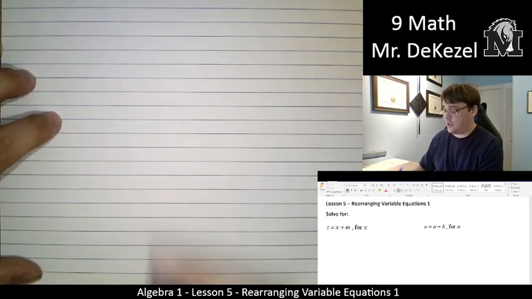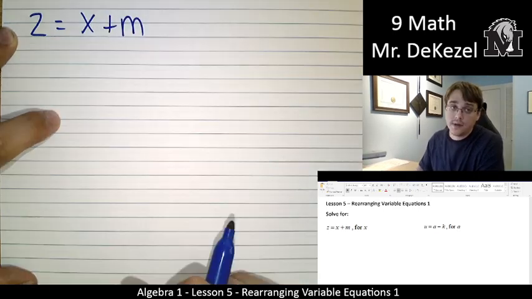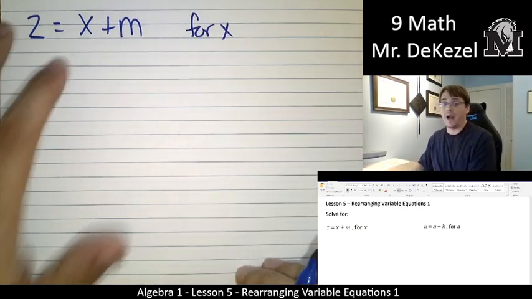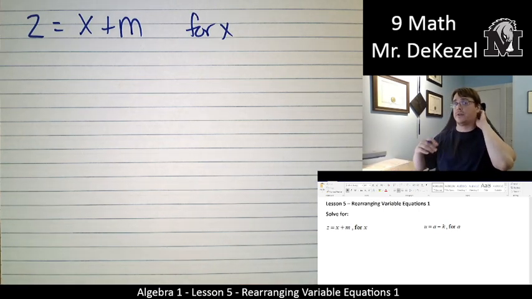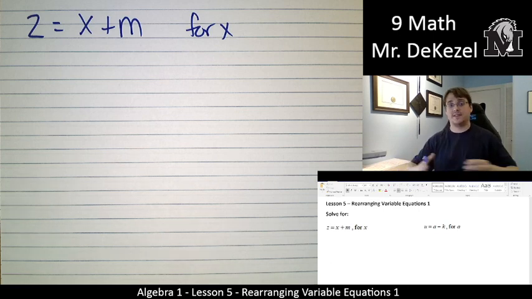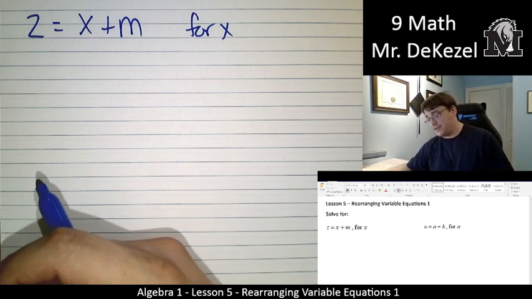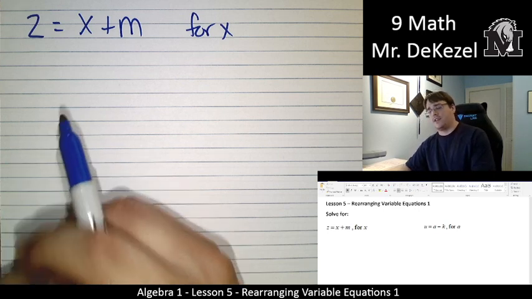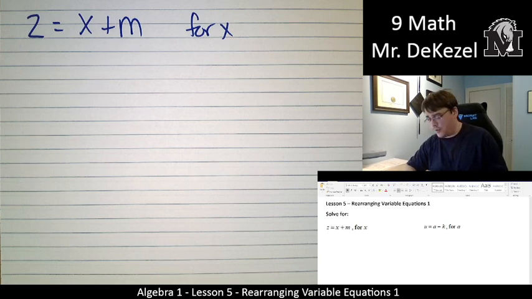The first question has z is equal to x plus m, and it is asking us to solve for x. So if it's asking us to solve for x, that means we are going to rearrange the equation so that x is the only variable on its side. Solving is isolating. We are going to try to get it all alone, and that is solving. What I would do immediately, it doesn't matter if it's on the left or the right, we're going to write it on the left in the end, but I'll show you how we do that.